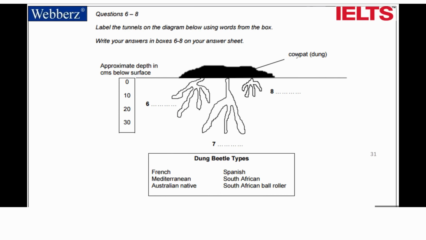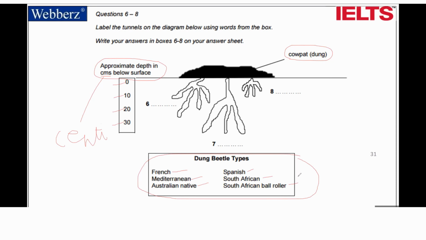Okay, so here he is talking about a cow pat or cow dung. And we see approximate depth in CMS. What is CMS, Anshu? Centimeters. Perfectly fine. So we call this centimeters. Below the surface, he has measured here 0 centimeters, 10 centimeters, 20 and 30 centimeters. And these are the dung beetle types. Can you just speak out the dung beetle types which we have here? French. Italian. Indian native. Spanish. African. South African ball roller.